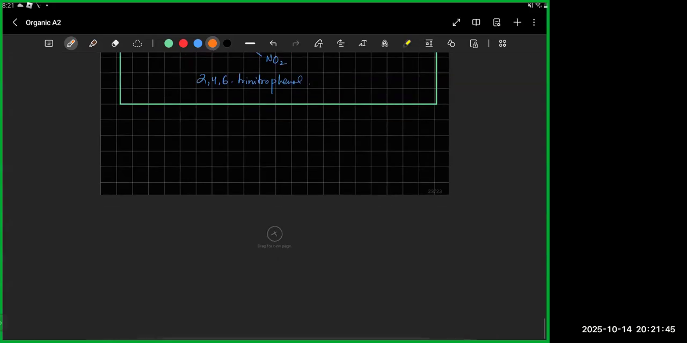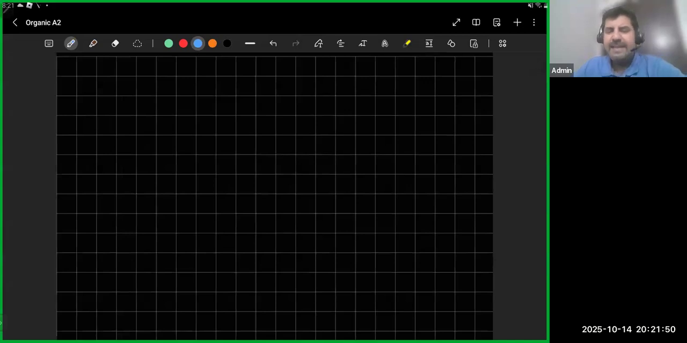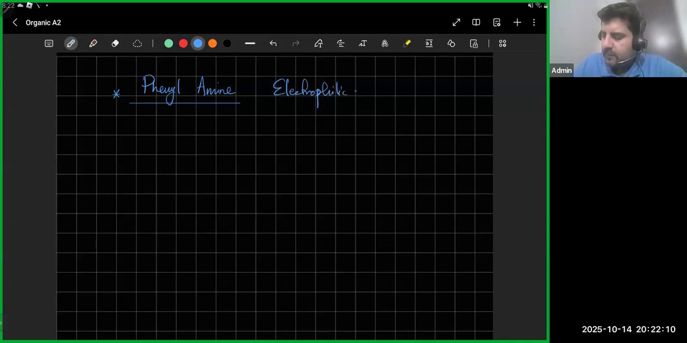Yes. So okay, there's a last one which is phenylamine. It's basically exactly the same as phenols. So I'm just going to make a note that with phenylamine and the electrophilic substitution, all that we're going to state is that it's exactly the same as phenols.